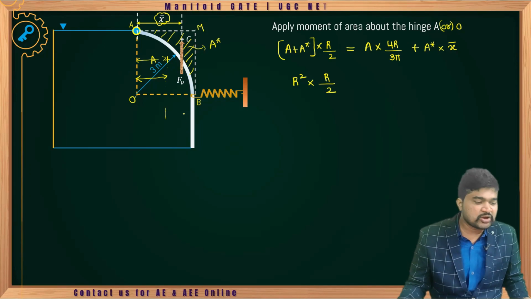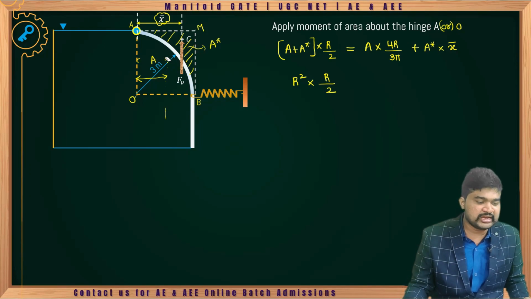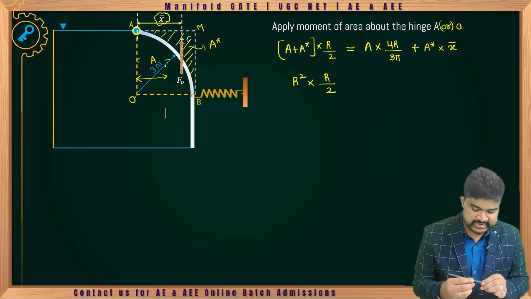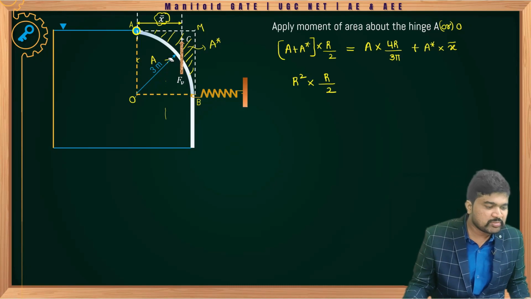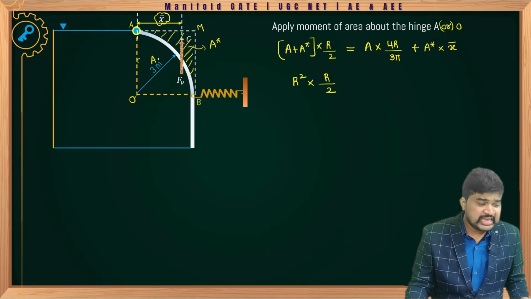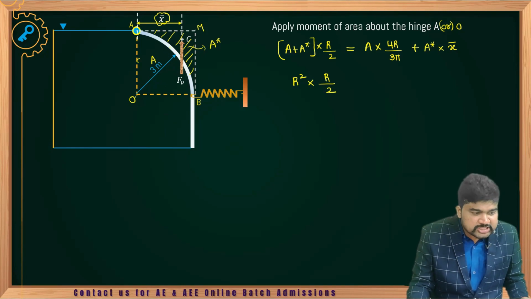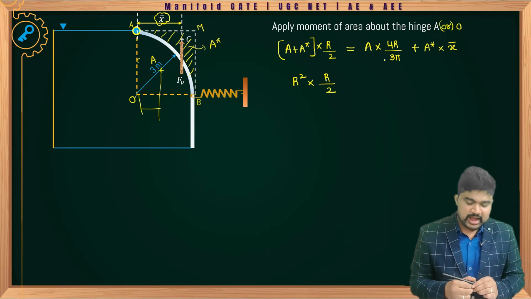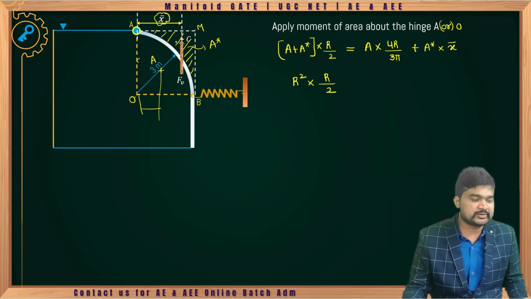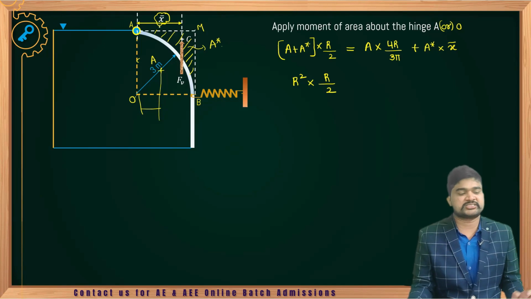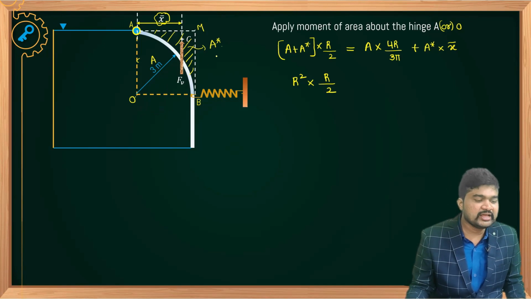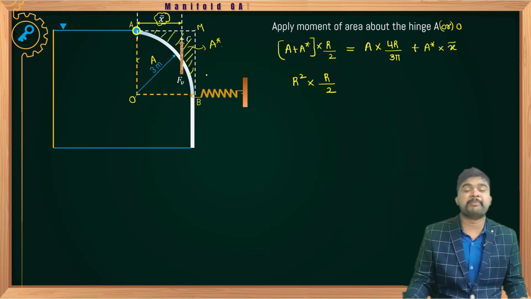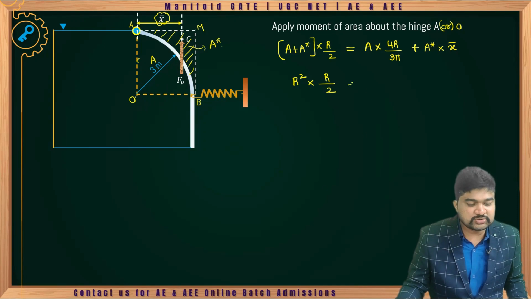So after that it is equal to individual moment of areas. Individual moment of areas. That part tell me. Individual moment of area means A into centroid of this particular portion. Centroid of this particular portion from here to here it will be 4R by 3 pi. After that take another portion. So that is A star. Moment of A star about point A, X bar. That's it. Clear na? A star into X bar is equivalent to what is A?